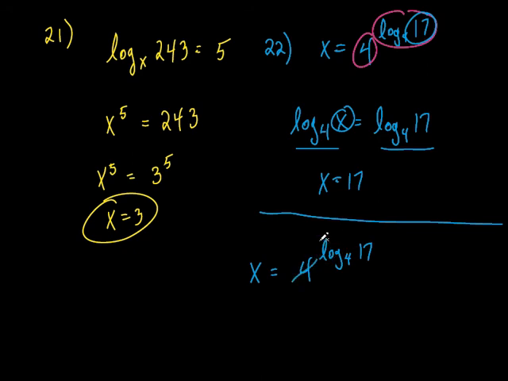So this base 4 canceled out with this log base 4. So when you have a situation like this, when you have a base to a logarithm, and if they're the same bases right there, they're going to cancel each other out. Now, if this was like log base 5, they wouldn't cancel each other out. But as long as these are the same bases, this is log base 4, and this is just a regular base 4, they will cancel each other out, and you're just left with x equals 17.